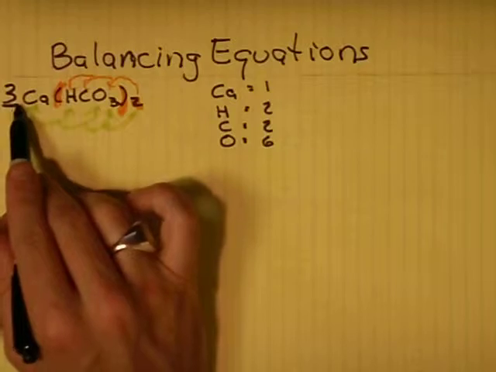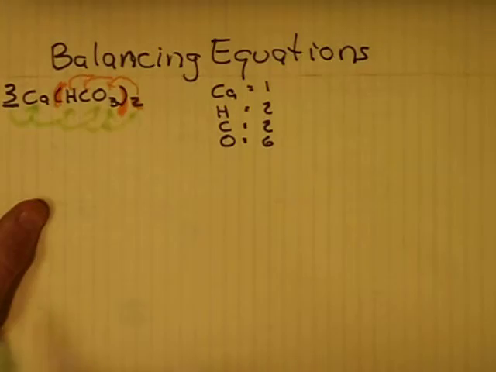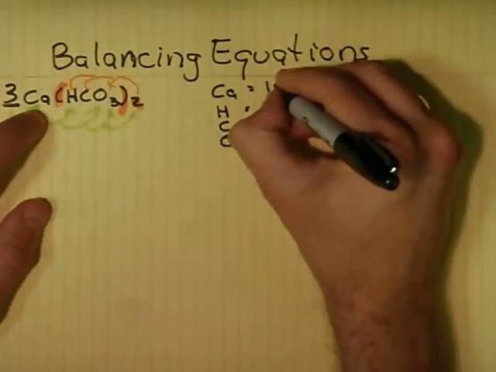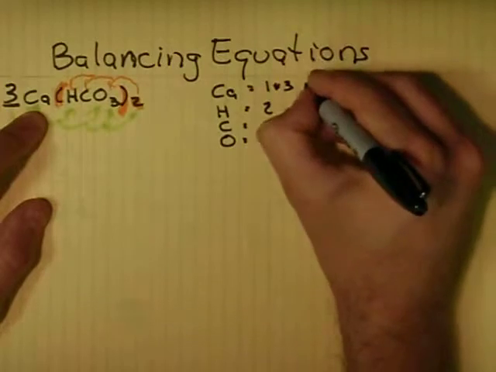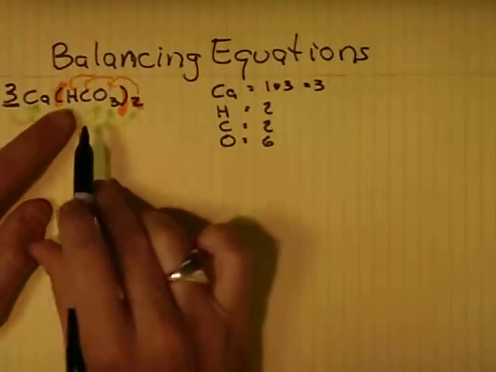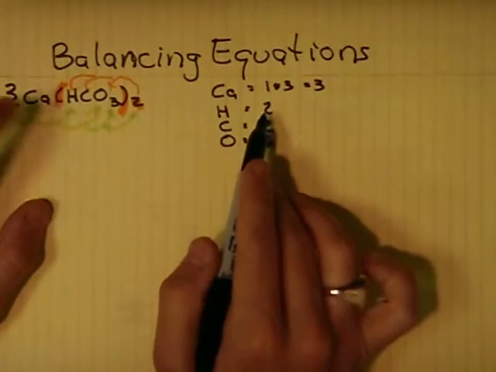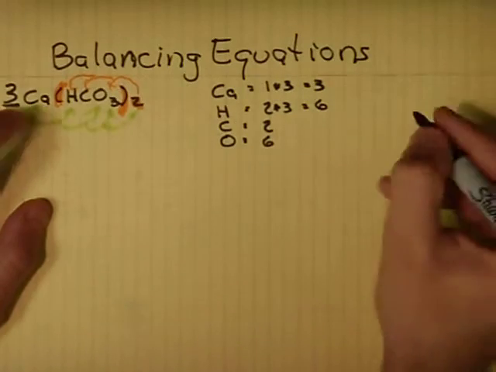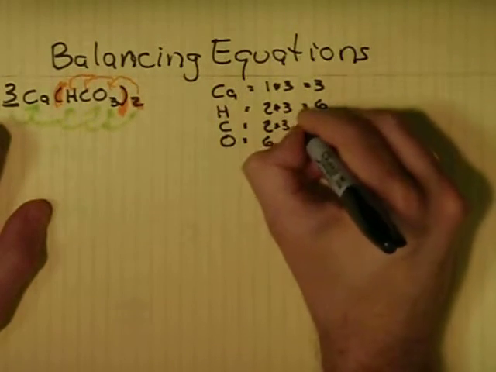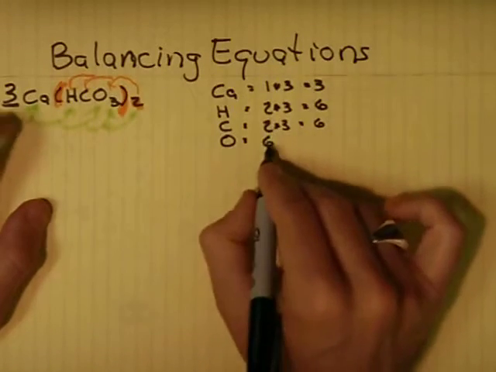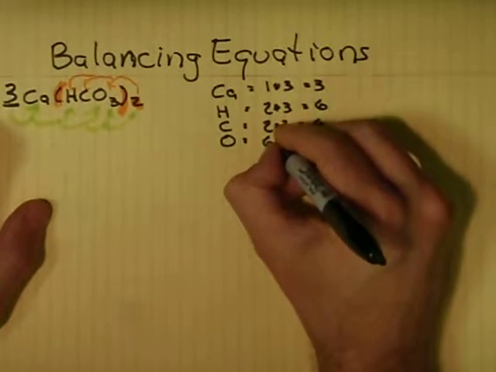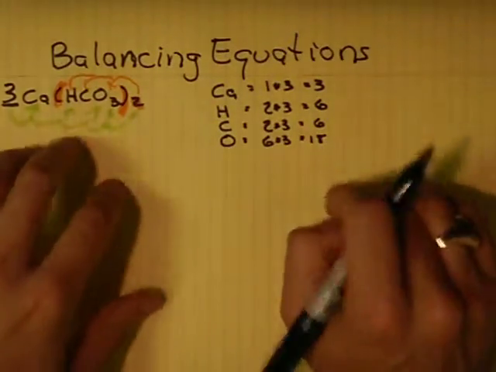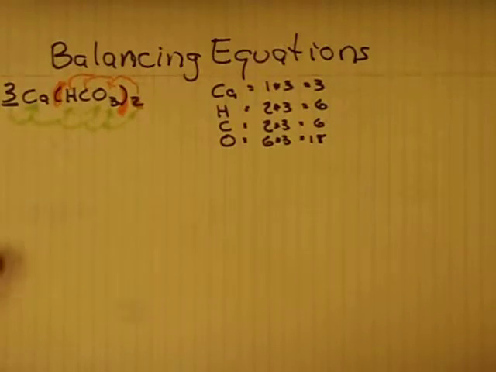Now, if we have this 3 in front, that means that everything after it gets multiplied by 3. So for calcium, instead of 1, we've got 1 times 3, which is 3. Hydrogen, instead of 2, we multiply that by 3, which equals 6. Same thing with carbon. And then for oxygen, instead of 6, we multiply that by 3, which gives us 18. And so this process, we'll see, is what allows us to balance equations.